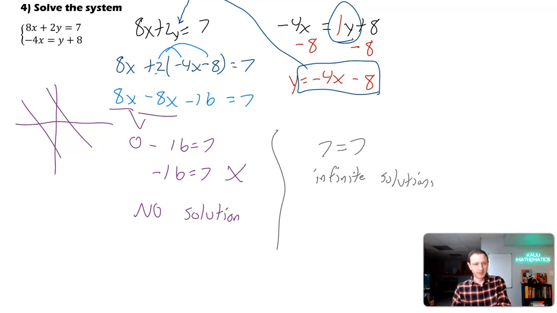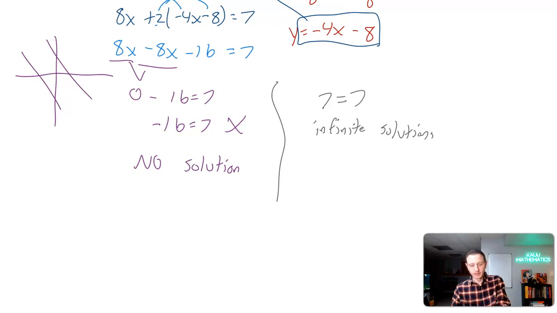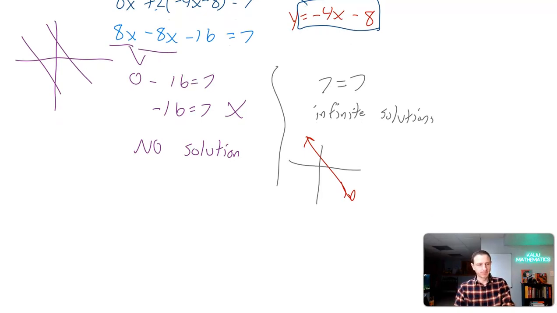And if you think back to graphing, infinite solutions means that you have 2 lines that are exactly the same. You just have the exact same line stacked on top of one another, where any single point on that line is going to be a solution. So there's infinite solutions for that one.